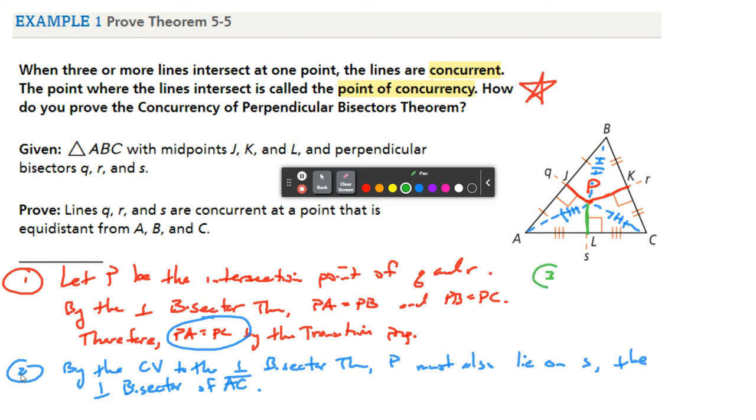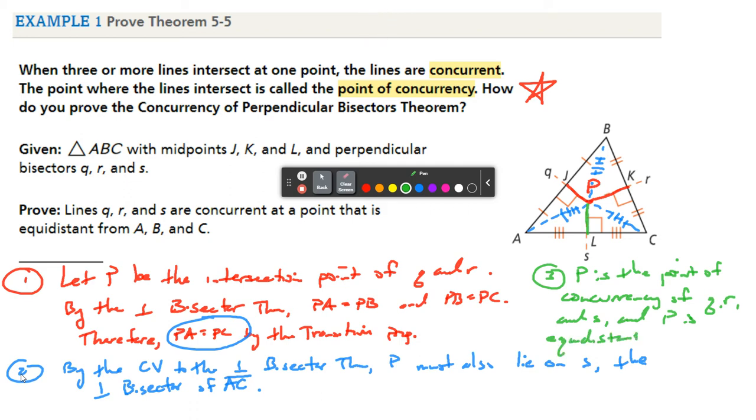So then the third idea I'll put right here. Okay, so that means that P is the point of concurrency of Q, R, and S. And P is equidistant from A, B, and C. And there we go. And we've proved that P is where those 3 perpendicular bisectors meet.